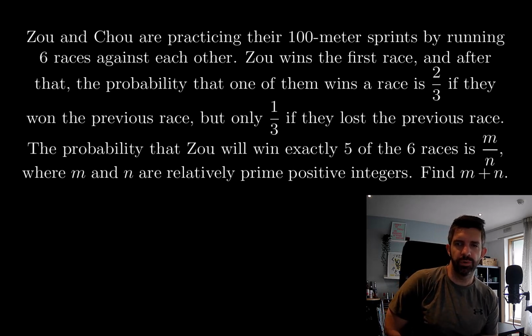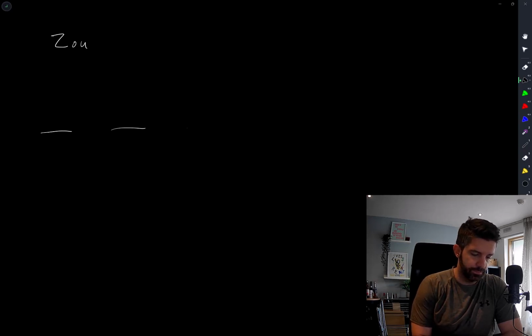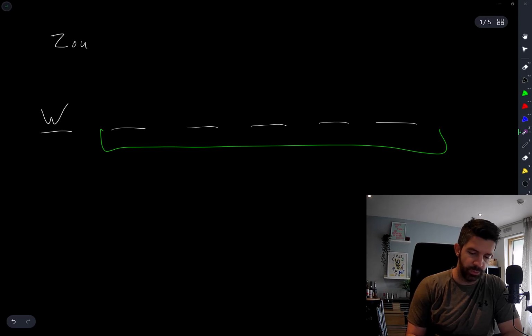So of course we don't have to worry about the other person. We're only going to focus on Zhu. How do I want to set this up? I certainly understand the dynamics of the problem. But what I don't want, so there are 5 races we need to account for. There's 6 races in total, but we know that there's a win in the first one. So there's only 5 more we need to account for.